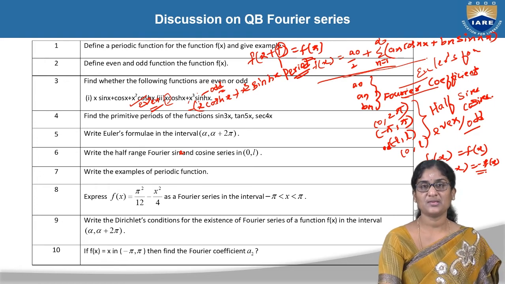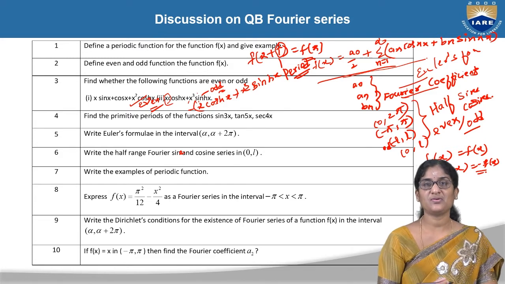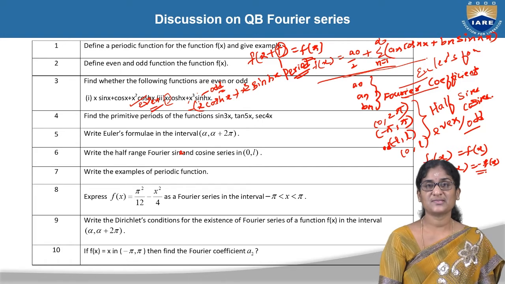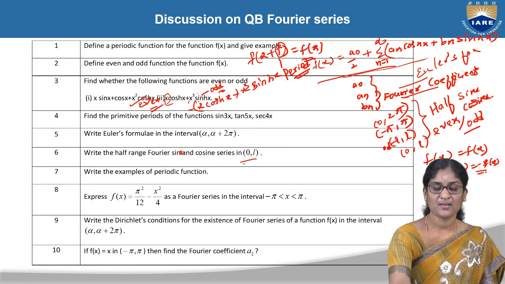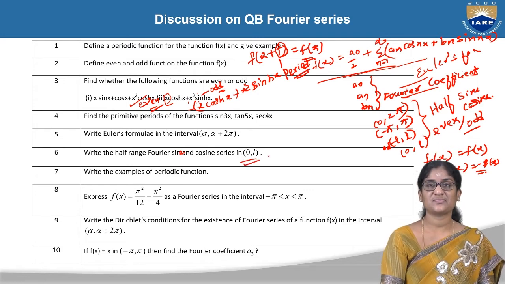So in the half range sine series, bn takes the value of 1 by L integral 0 to L f of x sine n pi x by L dx, and in the cosine series a0 takes the value of 1 by L integral 0 to L f of x dx, and an takes the value of 1 by L integral 0 to L f of x into cos n pi x by L dx. So that is how we can give the half range sine and cosine series of the function.